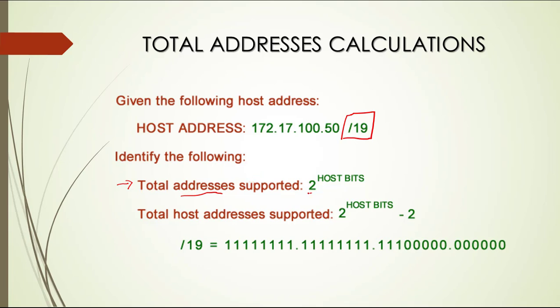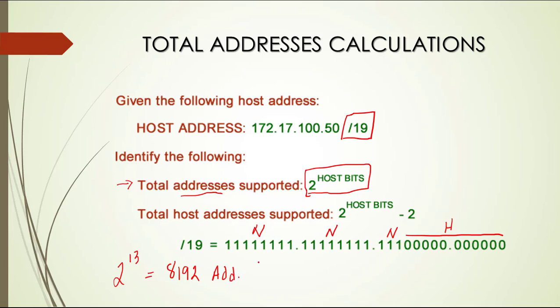And all we have to do is apply this formula: 2 to the power of the number of host bits that we have. Since we have a /19, that tells us we have 19 network bits, and consequently we have 13 host bits. So if we apply our formula, 2 to the power of 13, we get 8,192 addresses.